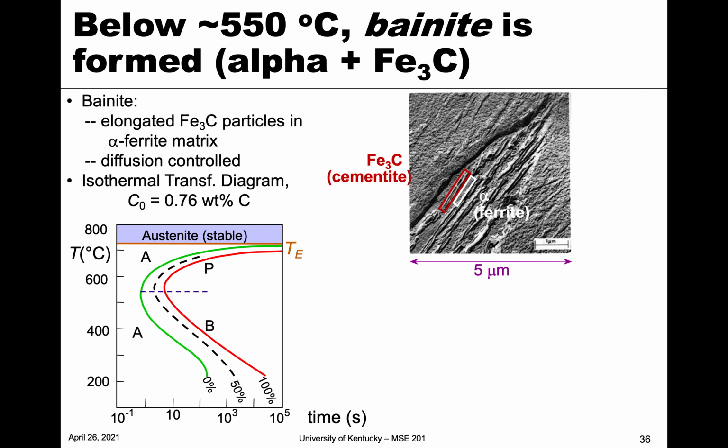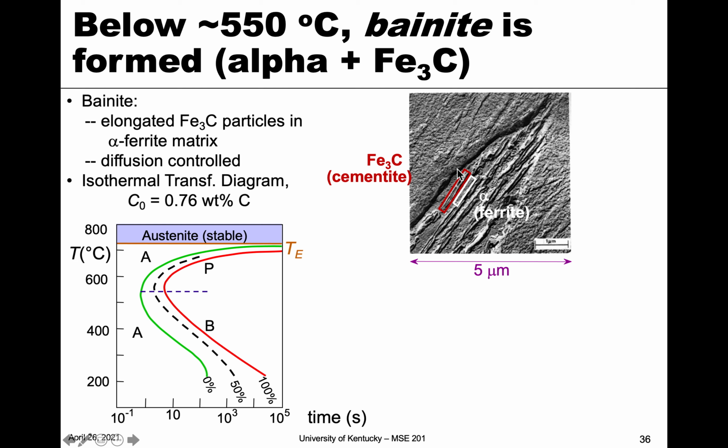All right, but like I said, these only went up to 500 degrees or so. Below that temperature, below about 550, instead of perlite, we actually start to see something else that we call bainite. And so this is also a mixture of alpha or ferrite and cementite, Fe3C. However, it doesn't have that same appearance as perlite. Instead, it forms these very small needles.